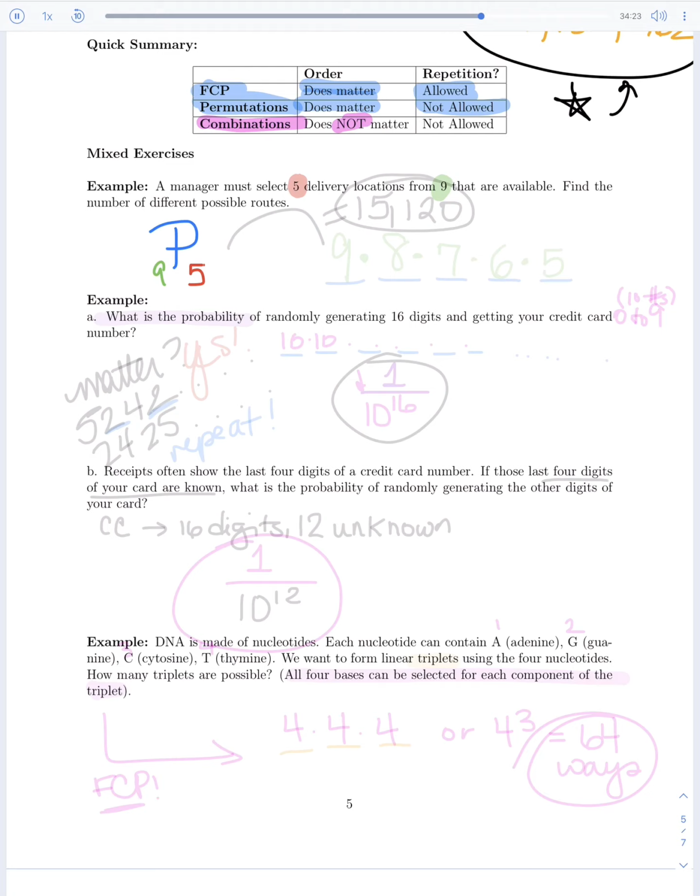Or we can still do the fundamental counting principle. We're making a route of 5 places. Be careful. You're starting out with 9 to choose from. Then I would go down to 8, then 7, then 6, then 5. Either way, you'll get the same answer. What do you get? You get the value 15,120.